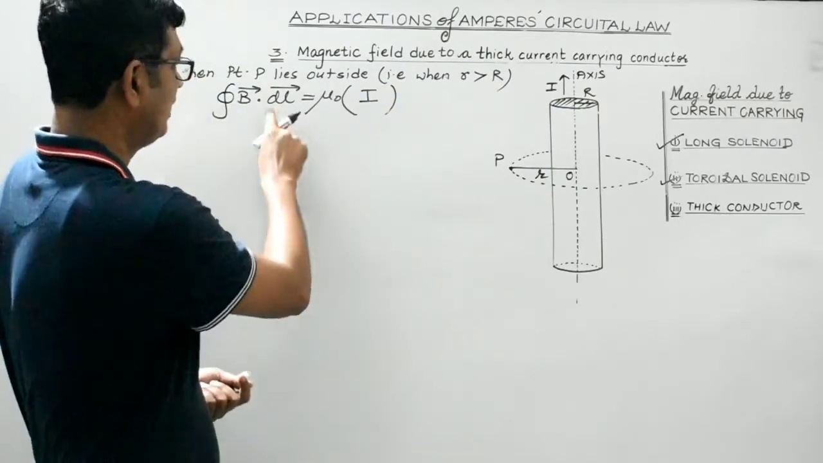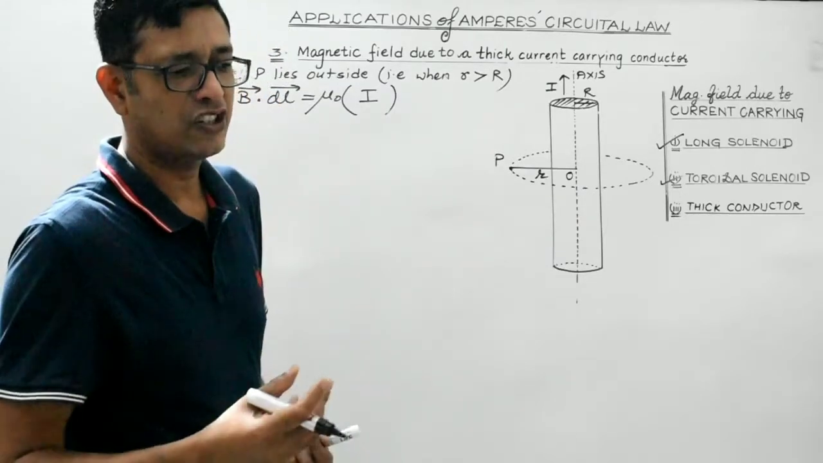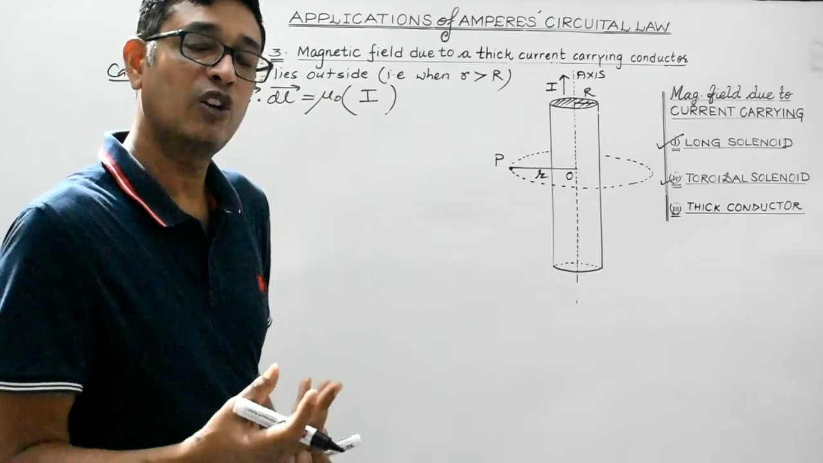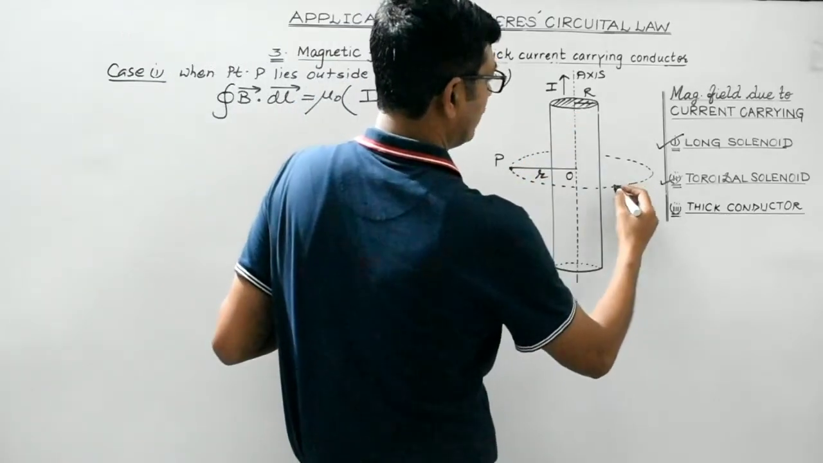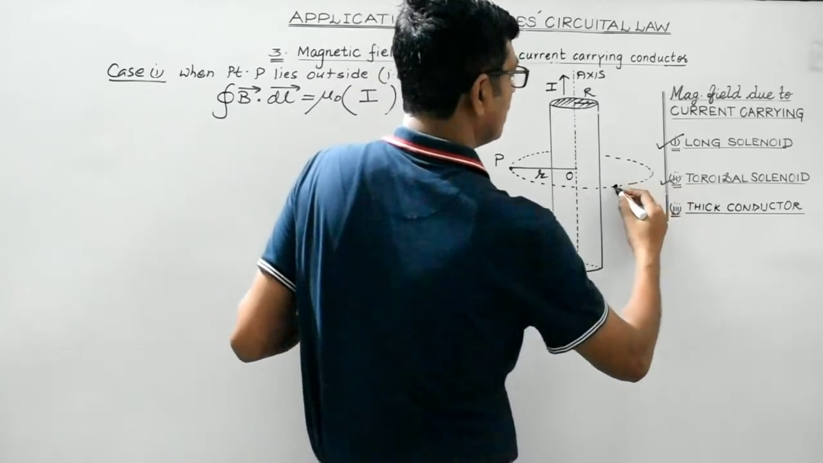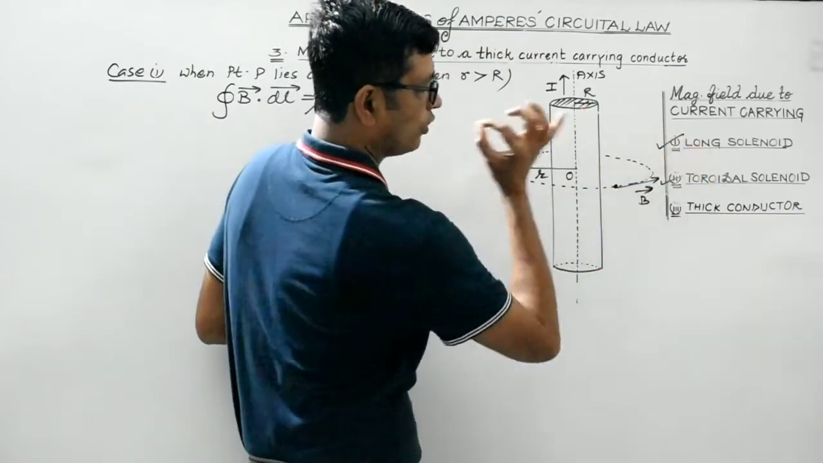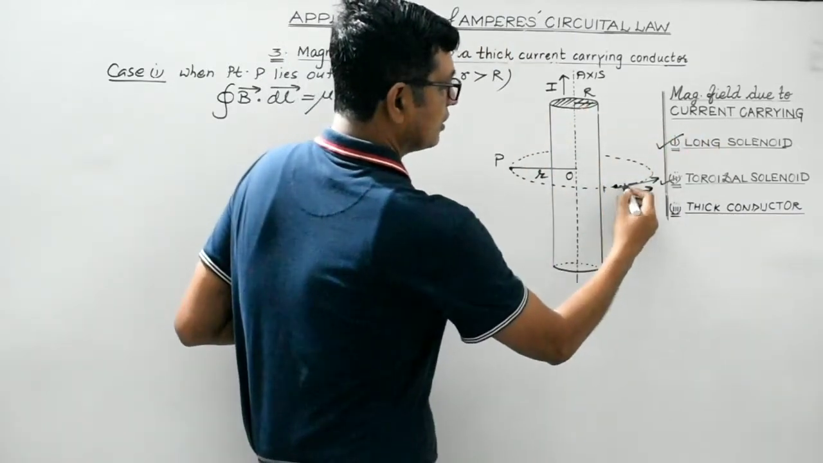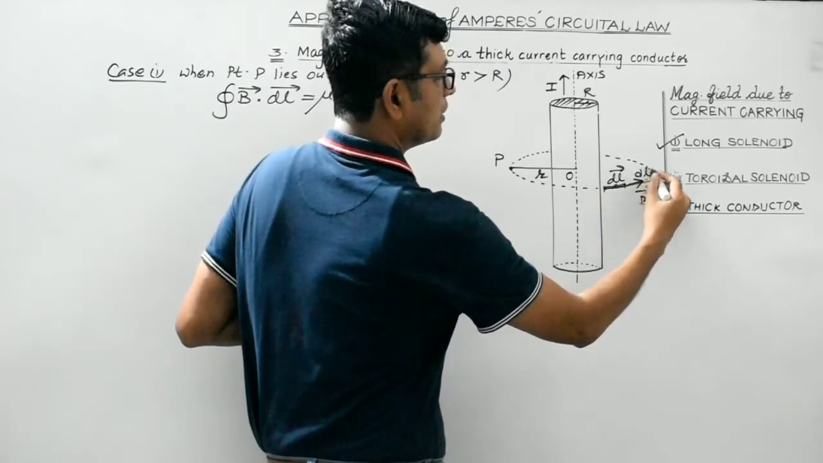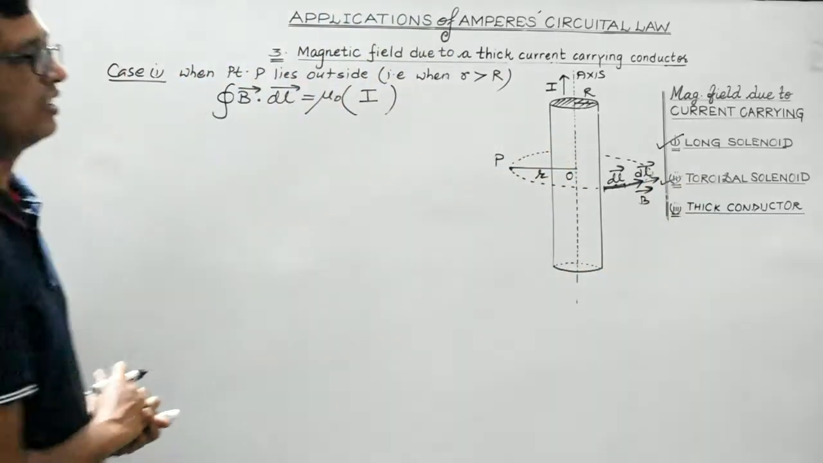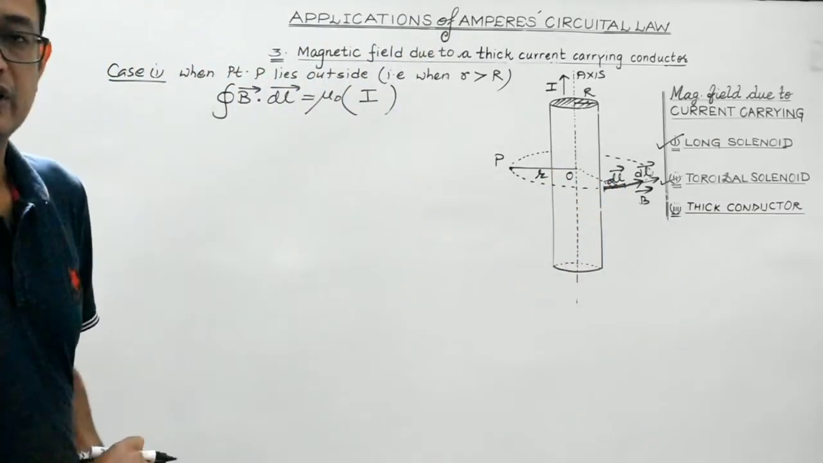Clear students? dl, as you are aware, is the elementary portion of the loop under consideration, and its direction, wherever possible, is to be considered along the direction of the magnetic field. So here the magnetic field at a point is given along this direction. Suppose this is the point, here the magnetic field would be like this. Apply this rule, so it will be in the anti-clockwise direction like this. So dl, if you consider a small elementary portion dl here, its direction will also be considered along the same direction, right? So what's the angle between the B vector and the dl vector? It is 0 degrees. Obviously it is 0 degrees, right?